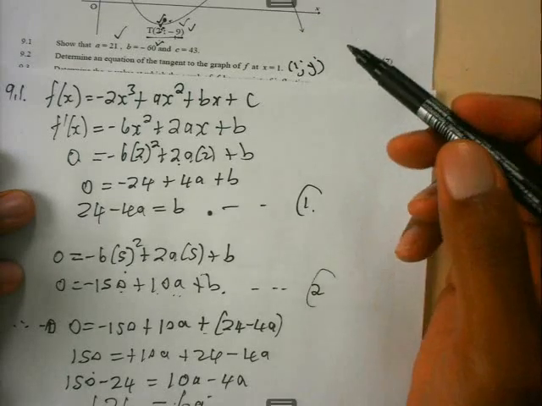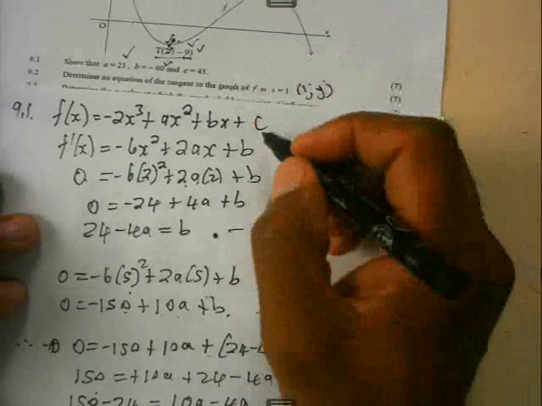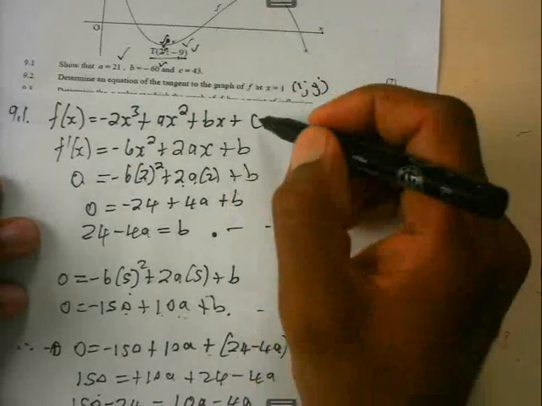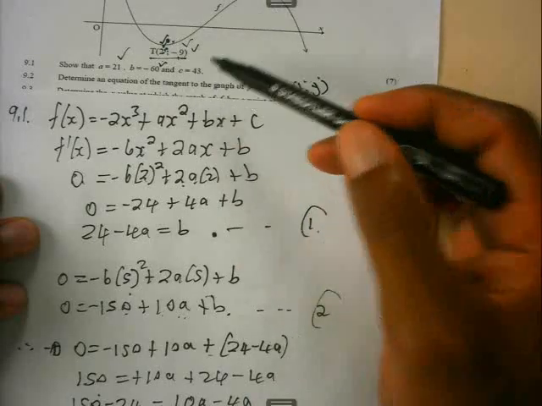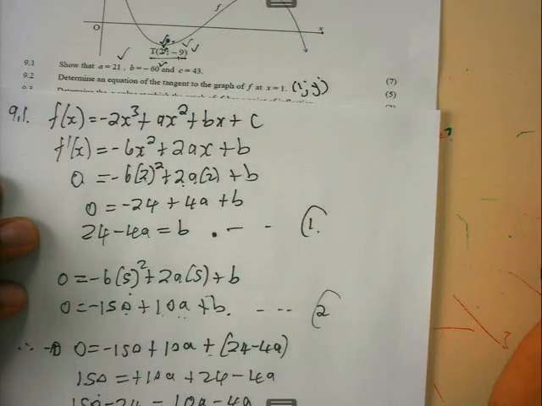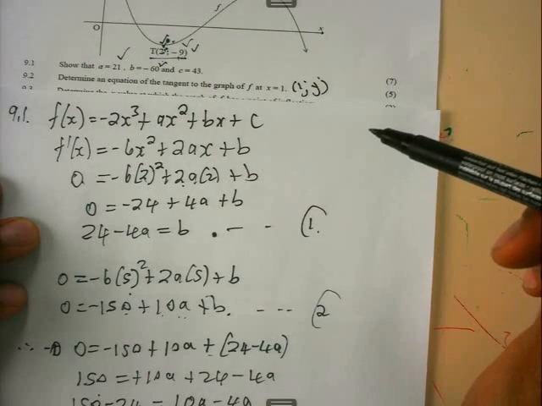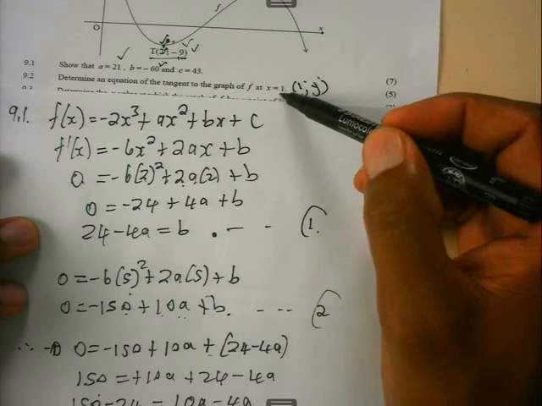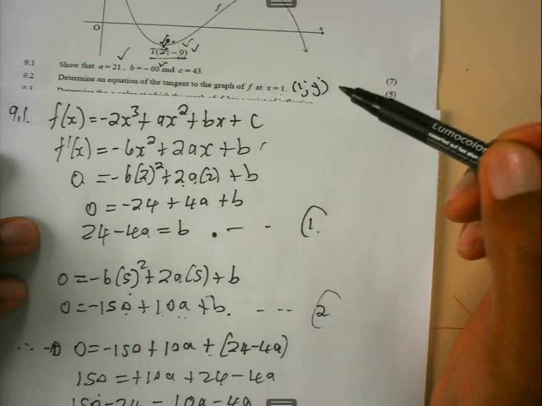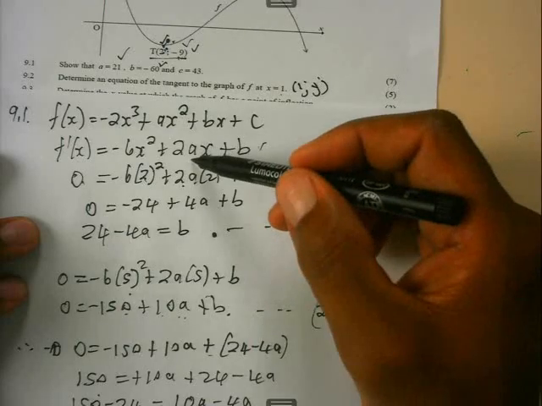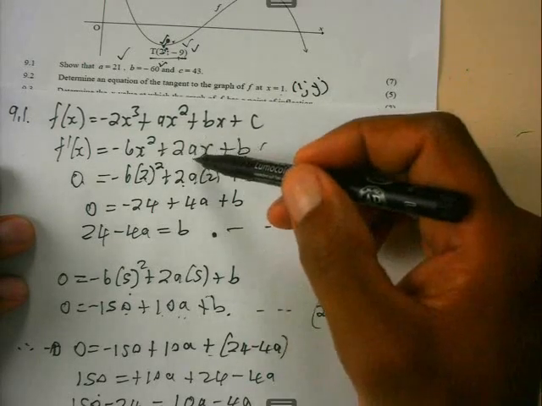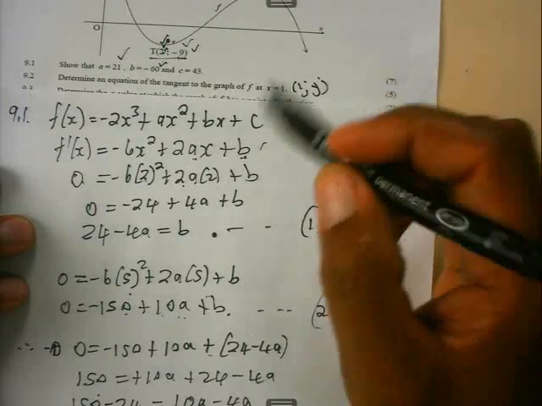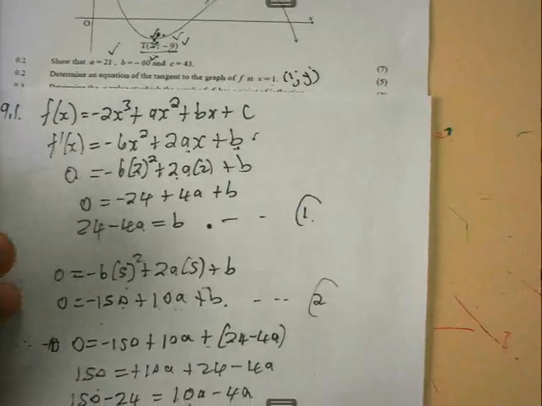How do you determine the y value? You just take 1 and substitute it in the original equation where a is 21, b is minus 60, and c is 43. You have the corresponding y value. And also you need the gradient at that point. It means you must also take 1 and substitute it in the derivative, where a is 21 and b is minus 60. The value that we get there will be the gradient.